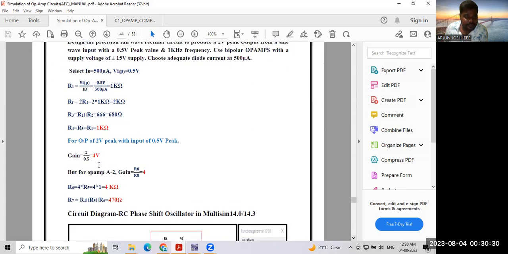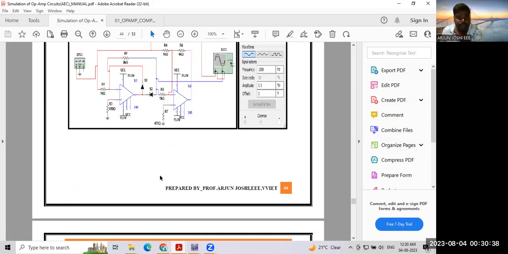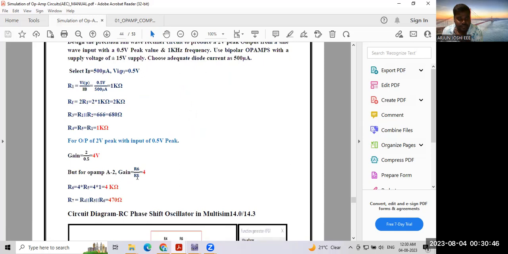And then you need to find out the gain. We know output divided by input. Output we know is 2 volts, input 0.5, so 4 is going to come. And then which is the A2 op amp? Here the gain equation is R6 divided by R5. We know the gain is 4. We know R5 is 1, and we need to find R6. R6 is equal to 4 into R5 is equal to 4 kilo ohm. And then R7 is nothing but R4 parallel R5 parallel R6. You are going to get 470 ohms. Okay, this is how you need to design the circuit.